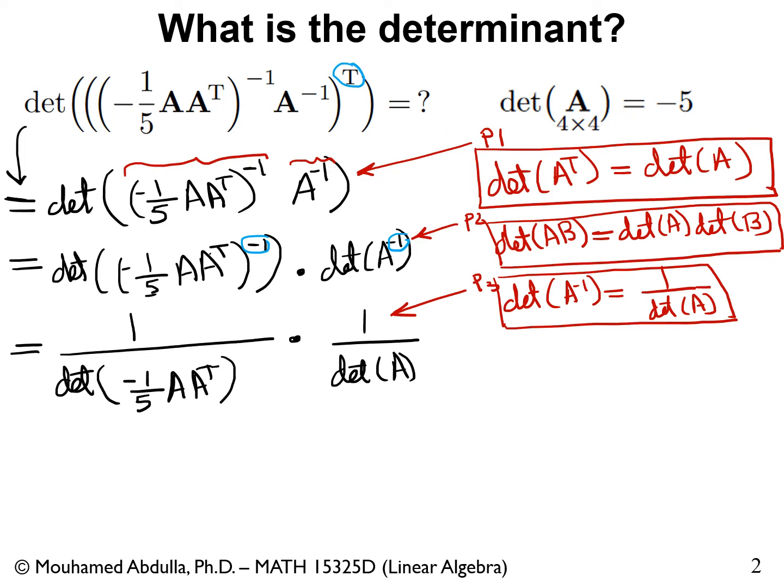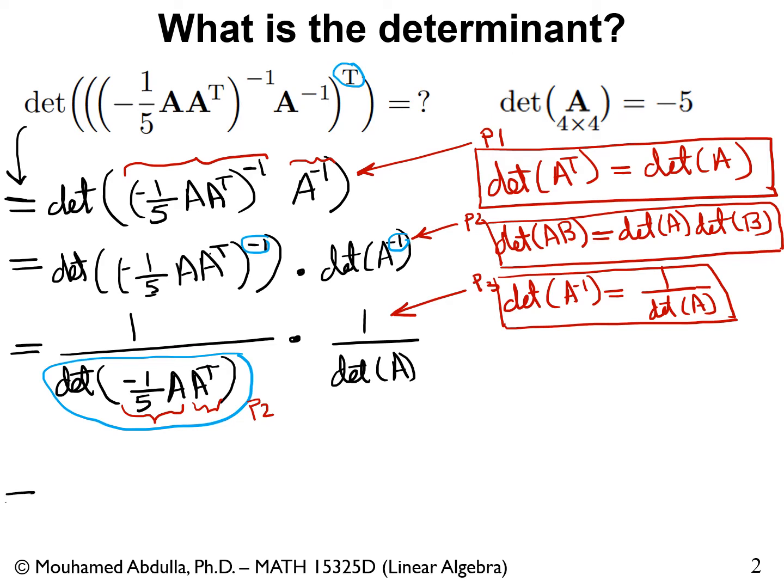Next, for this expression, I could also use property number 2. I could think of this as two matrices: this minus 1 over 5 times A as being one matrix, and A transpose as being the other matrix. So I could put to use here property number 2. So we could also use property number 2 on this expression. And let's see how we could simplify the result.